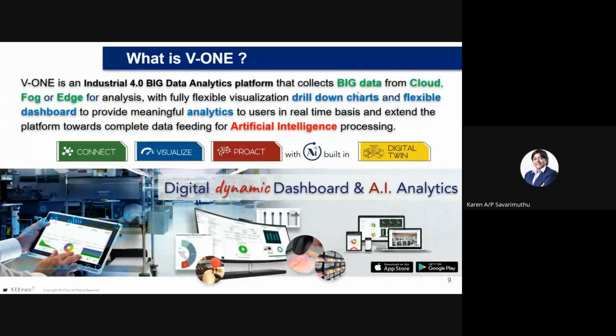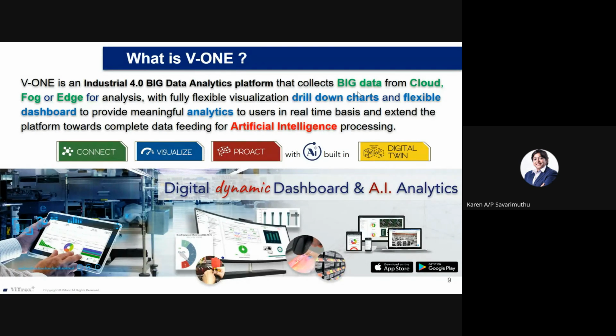Okay, in ViTrox, we have a product which we call V1. V1 is a big data analysis platform that has been developed, designed, and used 100% in our manufacturing. Not only manufacturing, we use this to analyze our training, our HR, our procurement, our planners, our cost intelligence, and many more. We have 3 stages in this V1 product, which are connect, visualize, proact.